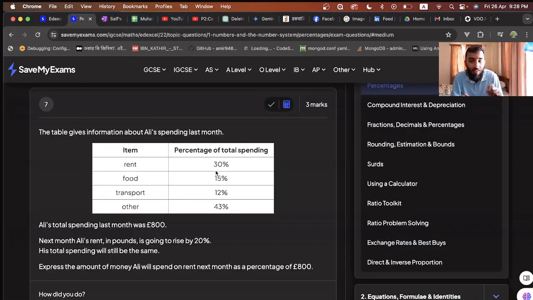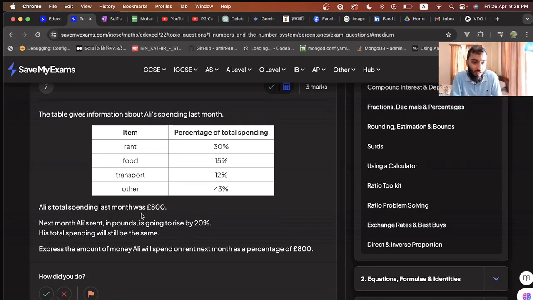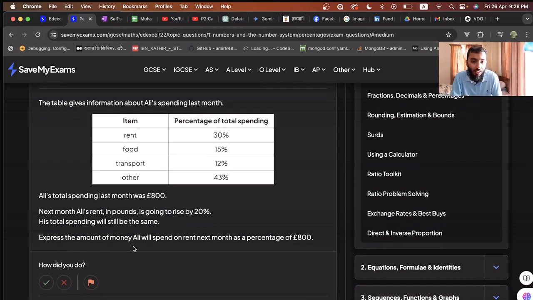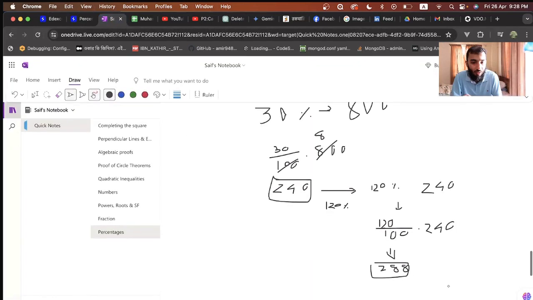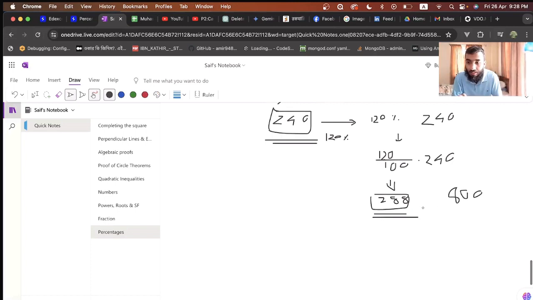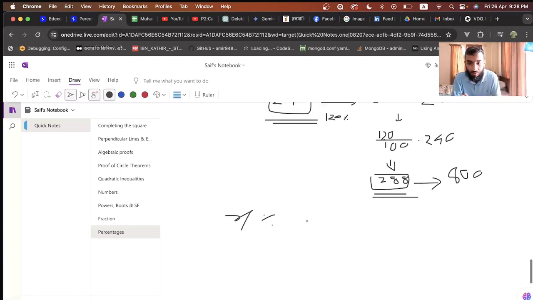So if the rent is 288 and the spending was 800, express the amount of money Ali will spend on rent next month as a percentage of 800. Ali's spending is still 800, it's still the same this month, but his rent is now 288 instead of 240. So what is 288 in terms of percentage of 800? Let's say it's X percent of 800, right? So X percent of 800 is 288.